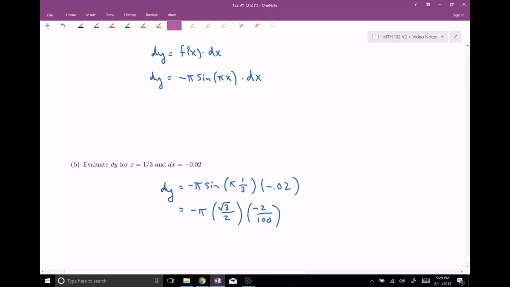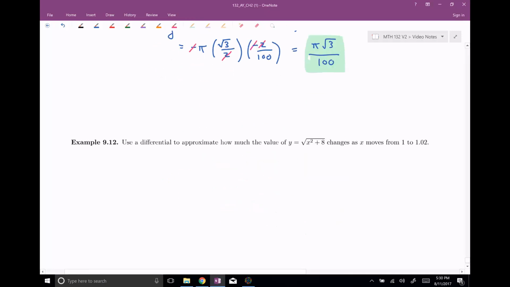We can see that there's a little bit of cancellation. These 2's cancel out. We have a couple negative signs that nicely cancel out. And so I would leave my answer as pi root 3 over 100. So this is saying that the function changed approximately this much, pi times root 3 over 100. Not a very beautiful answer, but we could plug this into our calculator and get a nice decimal approximation.